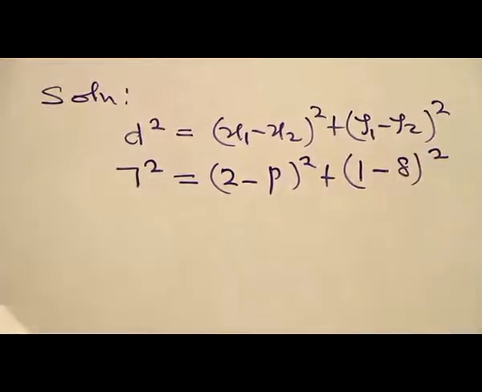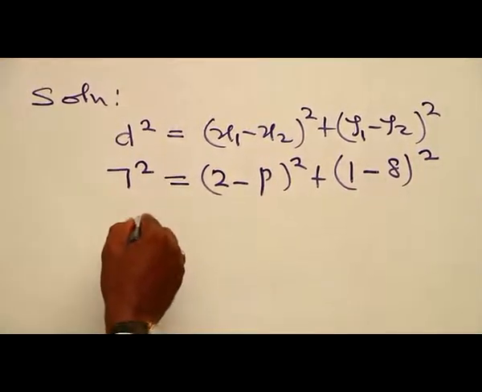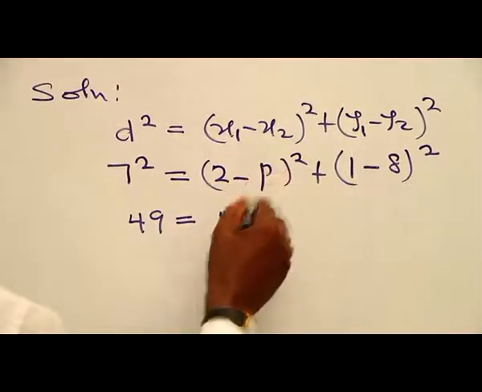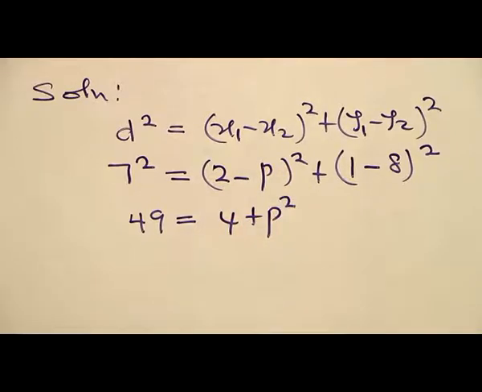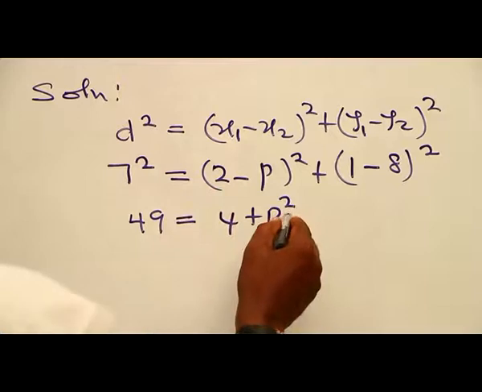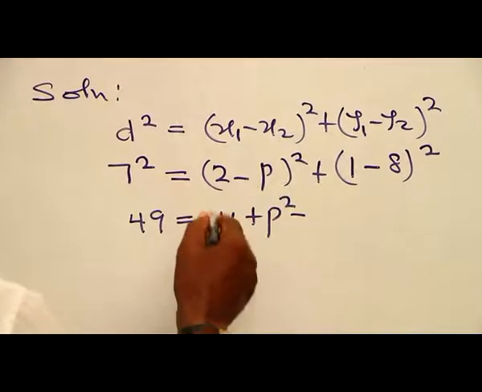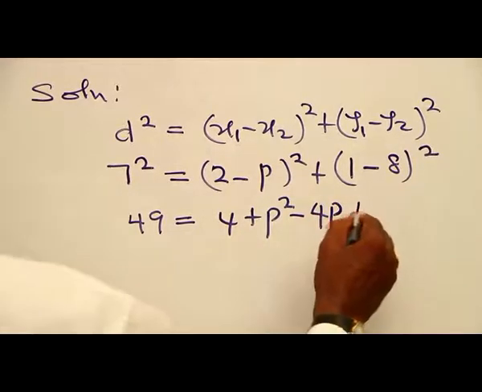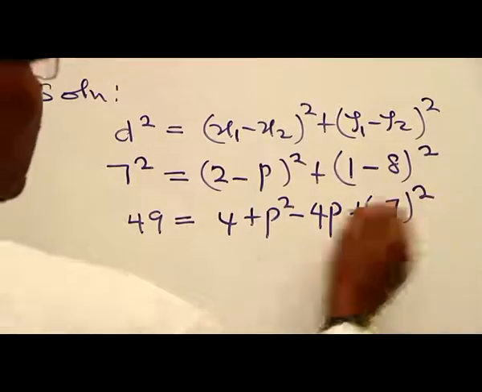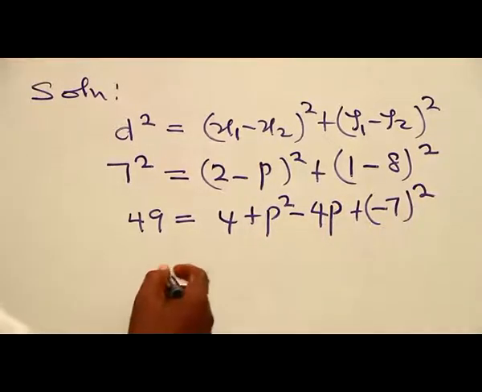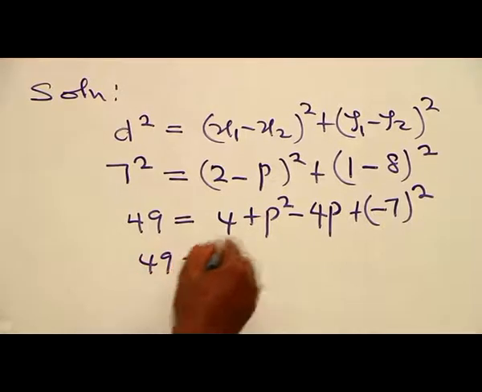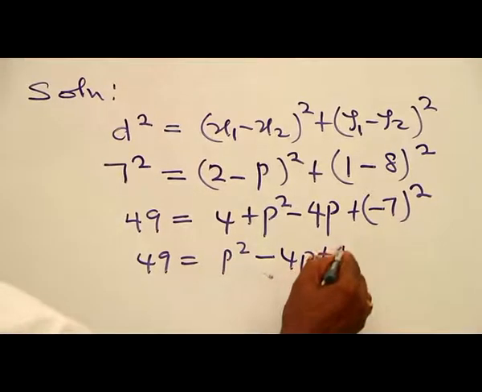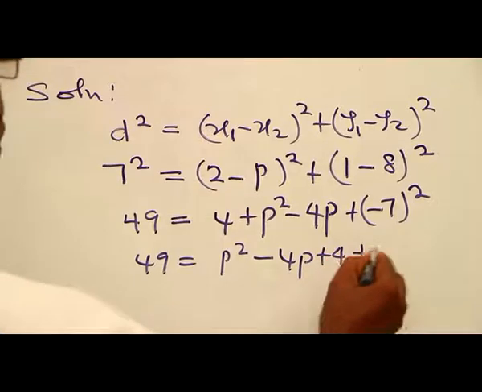Now this gives you 49 equal to 2 squared is 4, minus P times minus P is plus P squared, and then 2 times minus P is minus 2P, and minus P times 2 is minus 2P, giving you minus 4P. And then we have plus (minus 7) also squared. Now let's go on. We have now that our 49 is actually equal to P squared minus 4P plus 4, and then this is also plus 49.